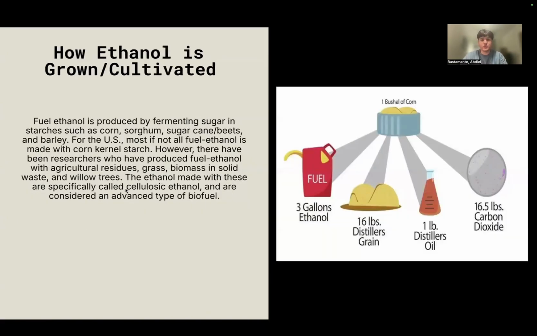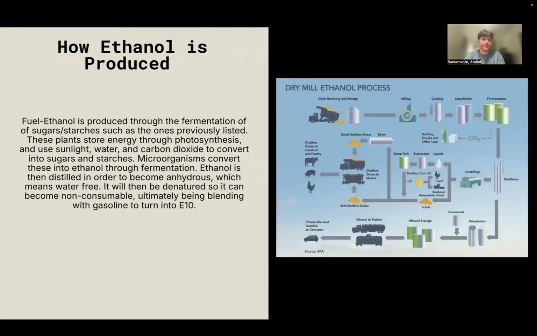How ethanol is grown/cultivated. Fuel ethanol is produced by fermenting sugar and starches such as corn, sorghum, sugarcane/beets, and barley. For the US, most if not all fuel ethanol is made with corn kernel starch. However, there have been researchers who have produced fuel ethanol with agricultural residues, grass, biomass and solid waste, and willow trees. The ethanol made with these are specifically called cellulosic ethanol and are considered an advanced type of biofuel. The image on the right basically shows the basic components that go into making the fuel ethanol. It's obviously a little bit more complicated than that, but we're going to get into that in the next slide.